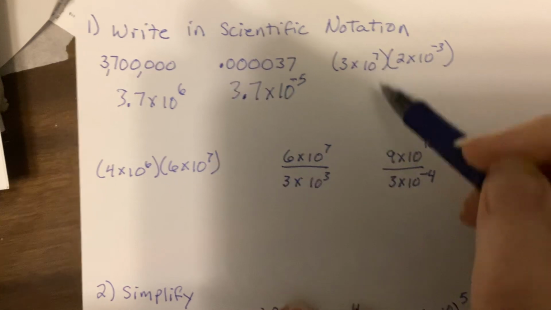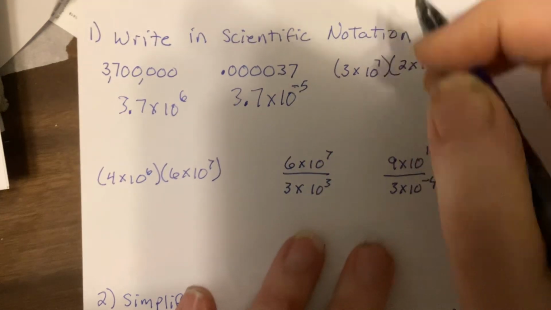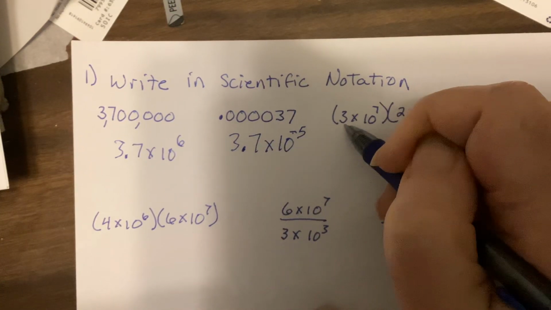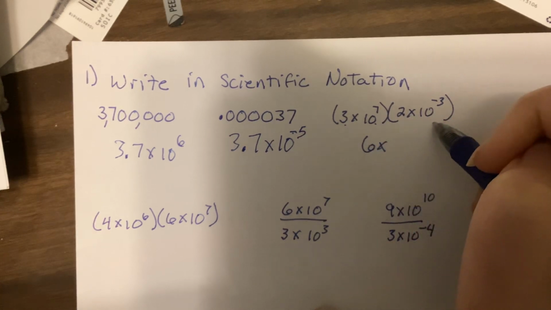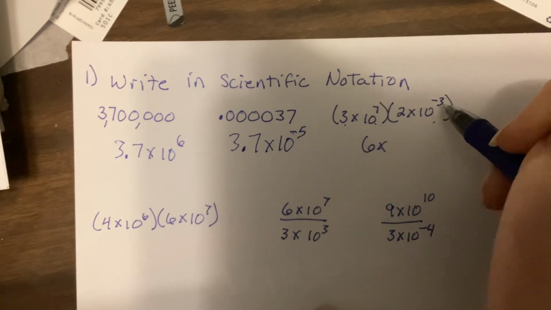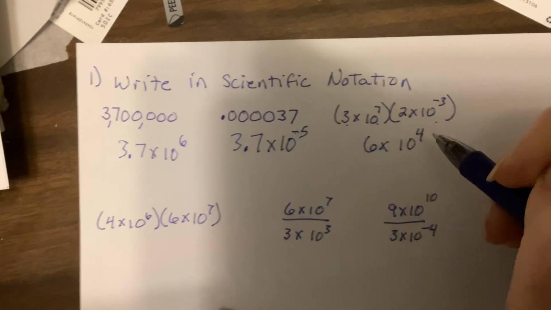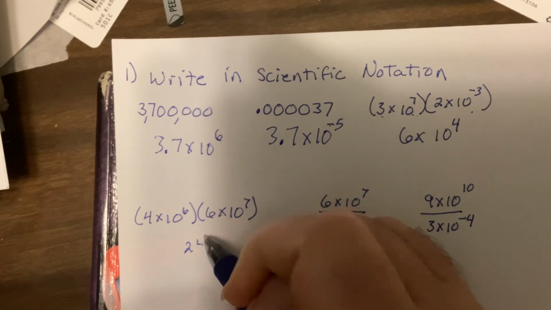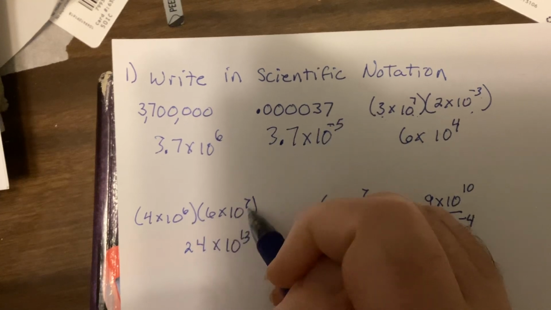Now do these 4 if you can, and then turn me back on. Okay, so I'd have 3 times 2 is 6. When you multiply two things with the same base, you add the powers, so it'd be times 10 to the 4th. Here I would have 24 times 10 to the 13th, 6 plus 7.